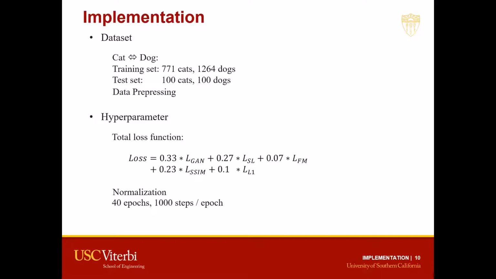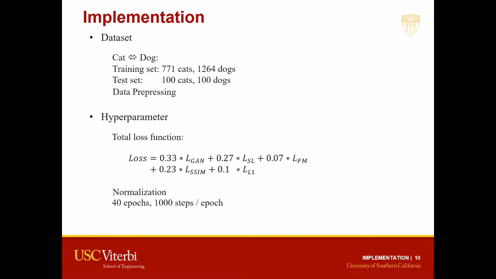Here are also some important hyperparameters. As mentioned just now, in our project, there are several loss functions. We must use some ways to combine them together to form a final loss function, which is shown below. We also normalize each loss function by their moving average to make the selection easier. We train our network for 40 epochs. In each epoch, we update our network for 1000 steps.